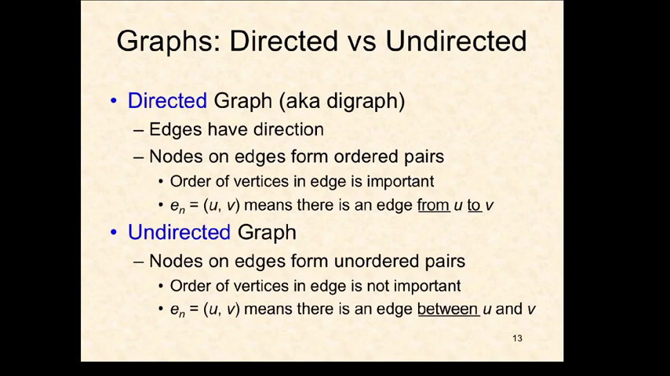Okay, so directed graphs, edges have a direction. And when edges have a direction, the order that we list the vertices within an edge matters. So if I list the edge U comma V, it means I have an edge from U to V. In an undirected graph, it doesn't matter which order we list the vertices within an edge. The edge connects those two vertices, and we can go in either direction.